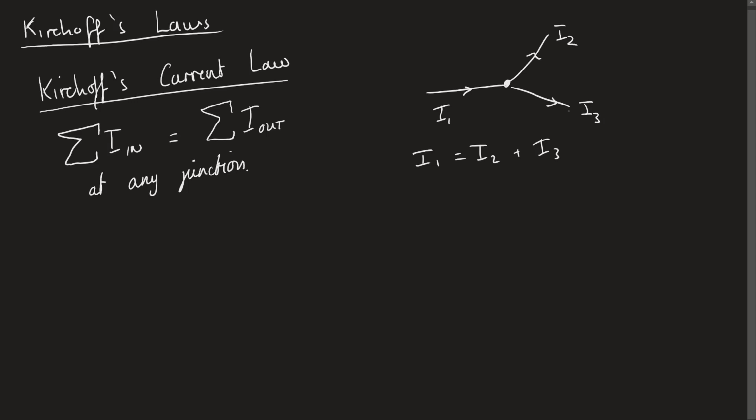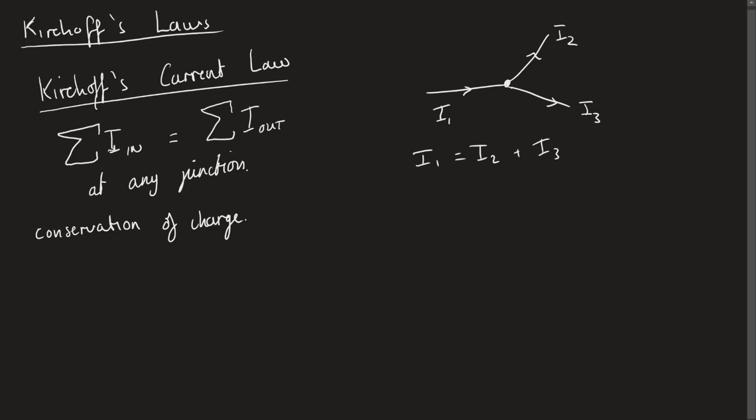Now this is true because we're using this to conserve charge, so this is just a conservation of charge. We're saying if we have charged particles, being electrons, coming into a circuit, we're not going to create any electrons here. We're also not going to destroy any electrons here, so the amount of electrons that come in has to be equal to the amount of electrons that come out, and this is all this is using. So the current going into a junction must be equal to the sum of all the current coming out of any junction.